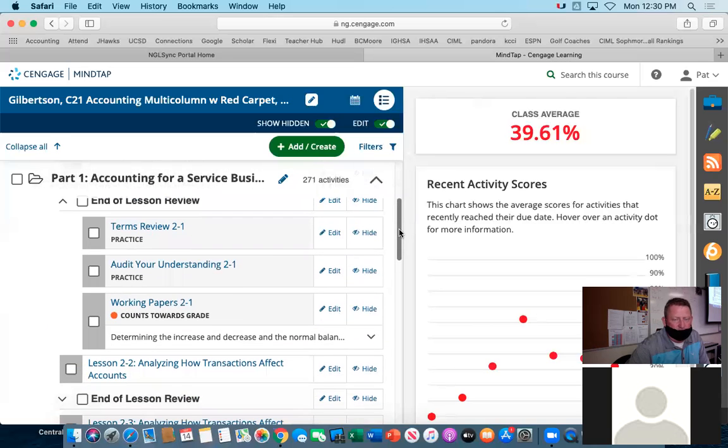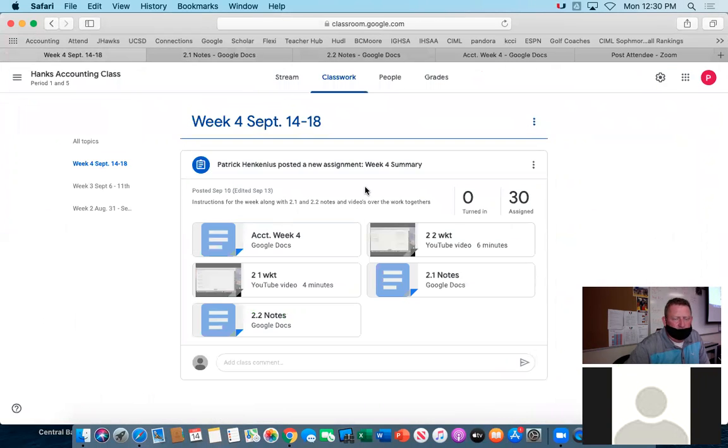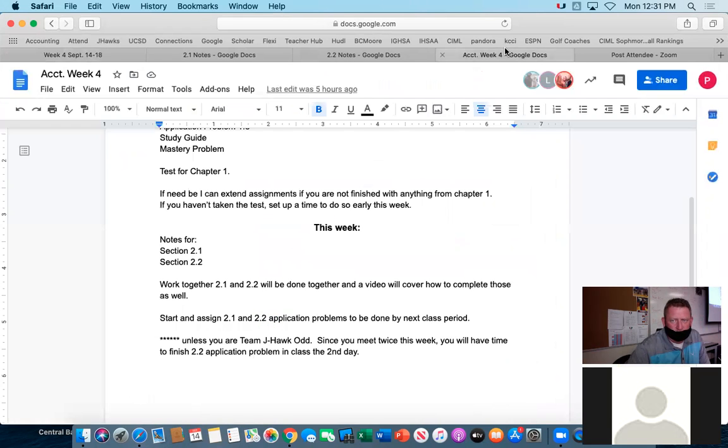You want to look at the work together? For those of you that are just joining us, I know we got some people online, in your weekly setup, I'm talking to the Zoom people, sorry. We have notes. So what we went over, 2-1, and then the work together we're going to do now. We have 2-2 and the work together. And that's all underneath our weekly summary.